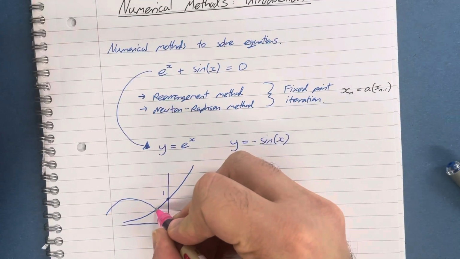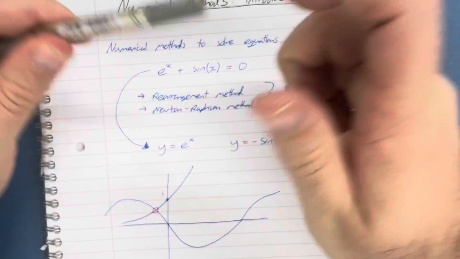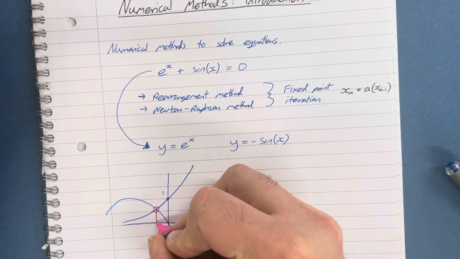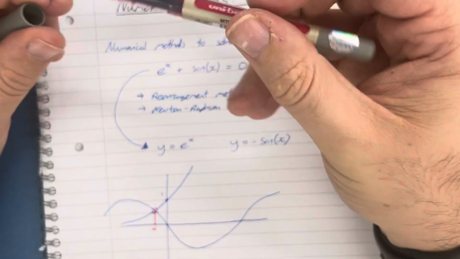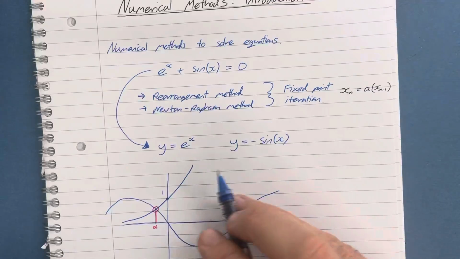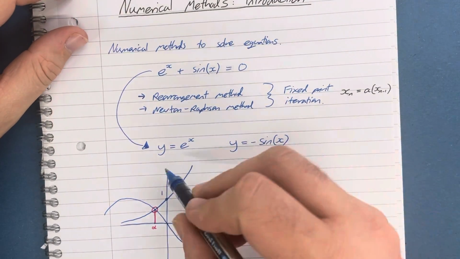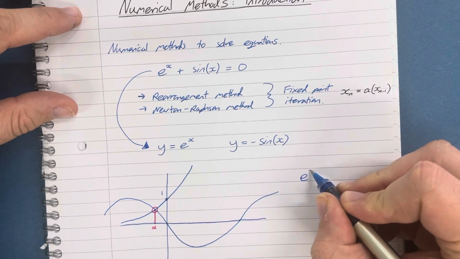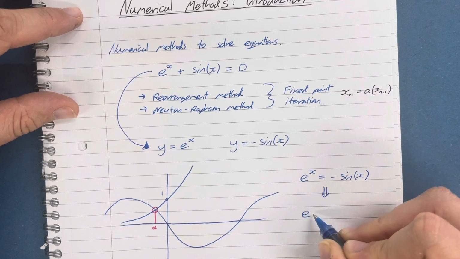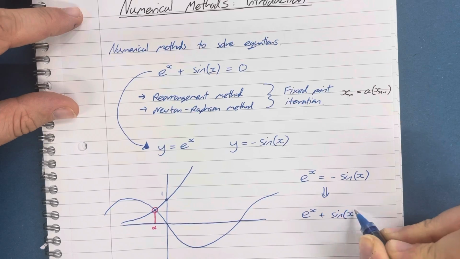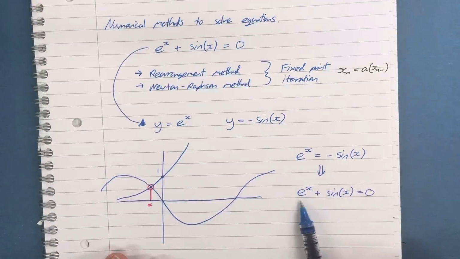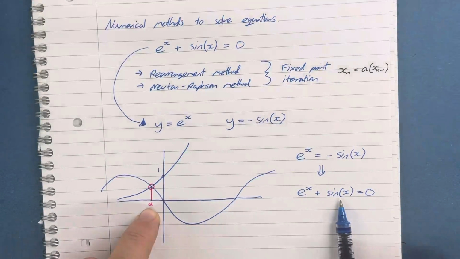So what we've got here is this point here, which is an intersection of these two curves. And this value of x, where this happens, we tend to refer to as alpha, and we tend to use the Greek alphabet to refer to our unknown roots, alpha, beta, gamma, etc. So if we were to find the value of alpha, then you would set the y's to be equal to each other. So that would be e to the x equals minus sine of x. Rearrange that, that's going to give us e to the x plus sine of x equals 0.